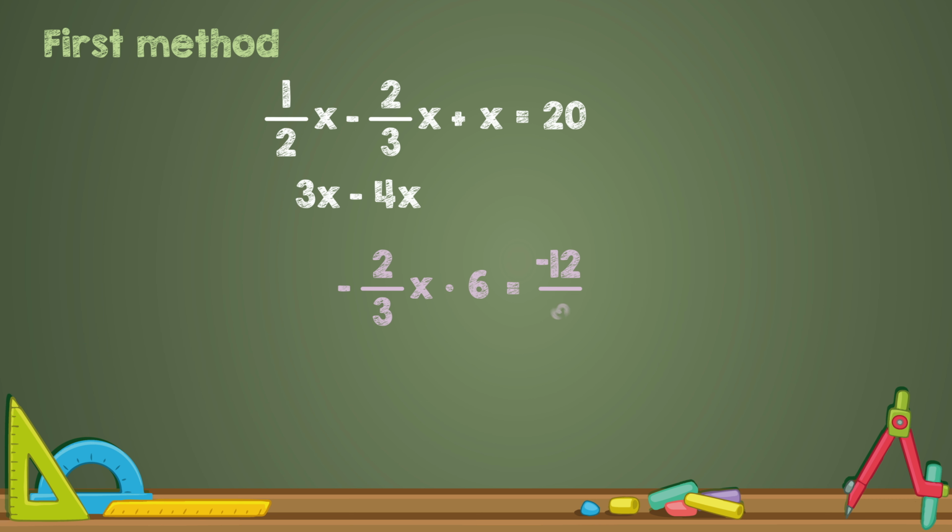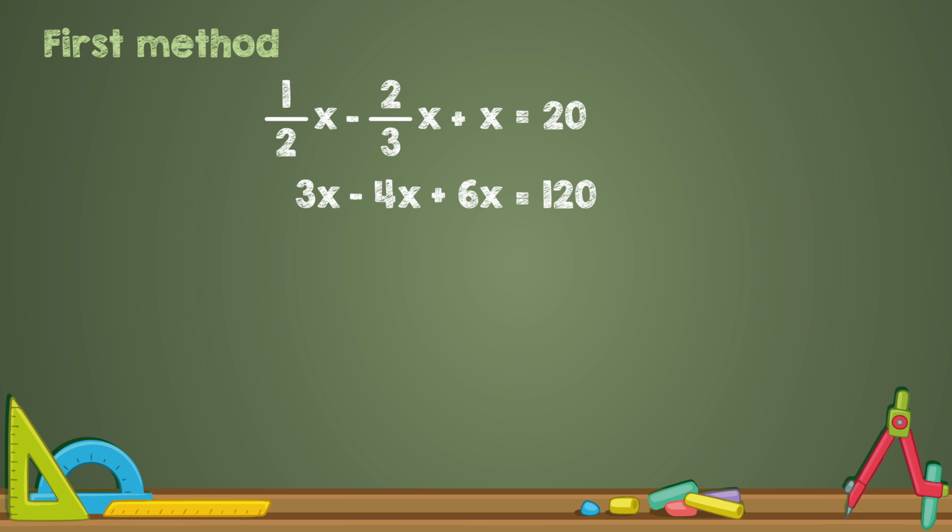Now we multiply x by 6. 6 times x is 6x. And finally, we also multiply 20 by 6. 20 times 6 gives 120. So we get a new equation, namely 3x minus 4x plus 6x equals 120.